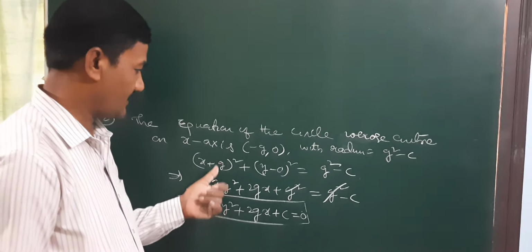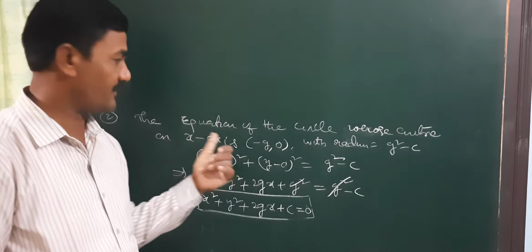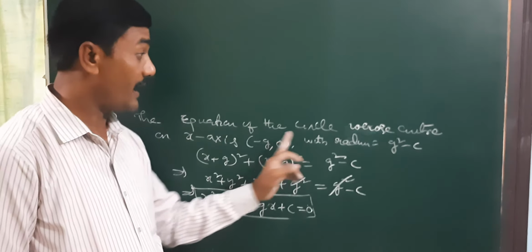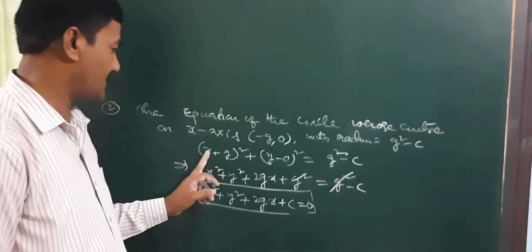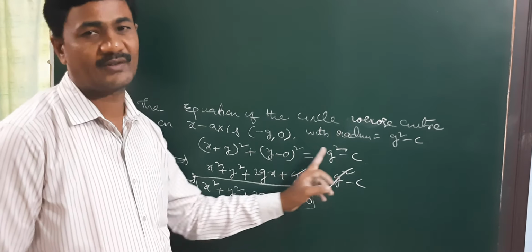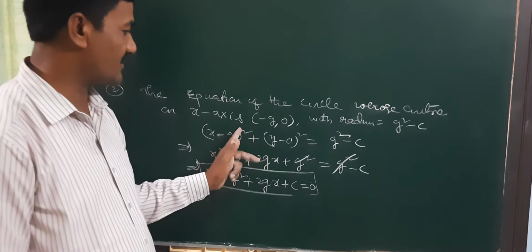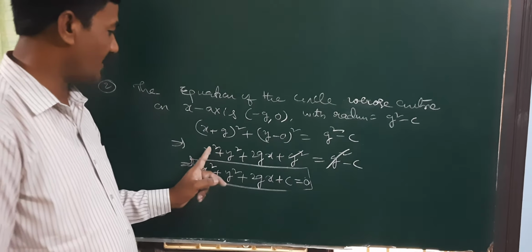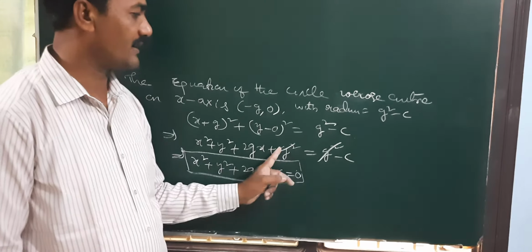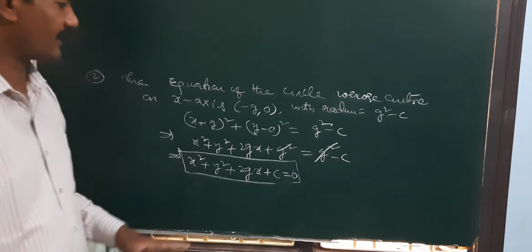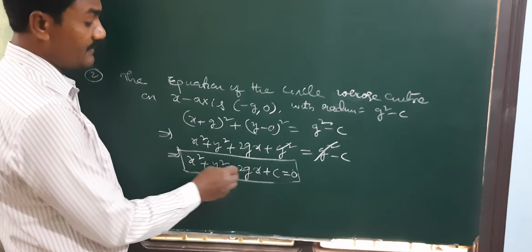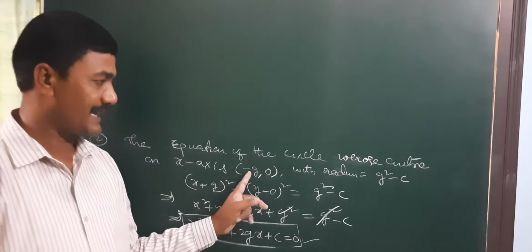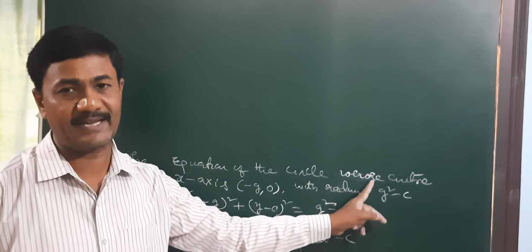Sorry for a small minor mistake; we have to rectify that. The equation of the circle whose center is on the x-axis, minus g comma 0, and with radius square root of g square minus c. So x minus h whole square plus y minus k whole square is equal to r square, the general equation of the circle. That is x plus g whole square plus y minus 0 whole square is equal to r square, meaning g square minus c. We can simplify this: x square plus y square plus 2gx plus g square is equal to g square minus c, and g square cancels. Our required circle is x square plus y square plus 2gx plus c is equal to 0. This is the equation of the circle whose center is on the x-axis and with radius square root of g square minus c.